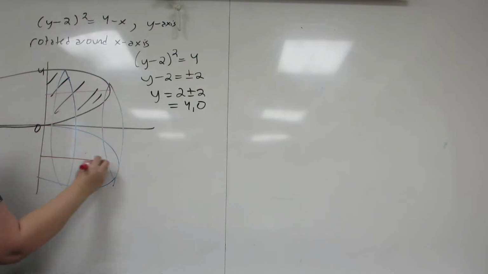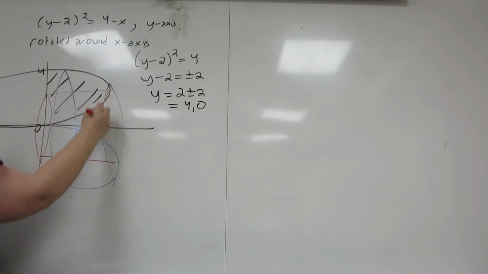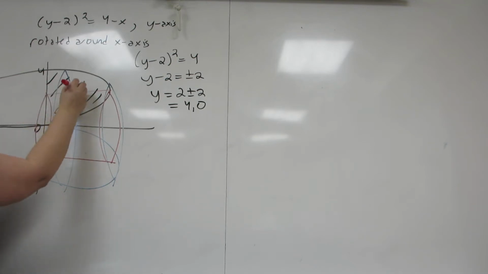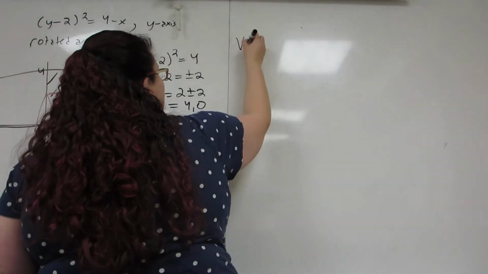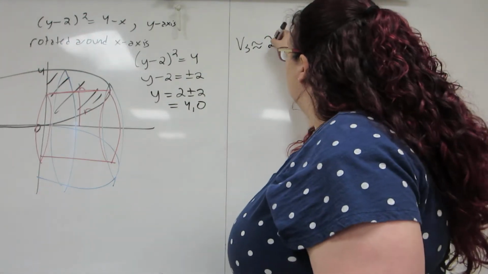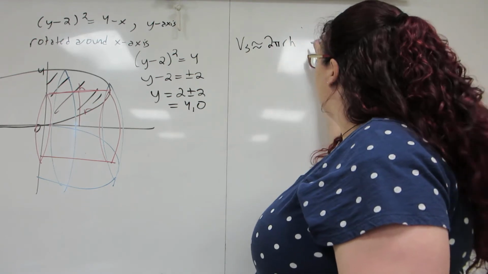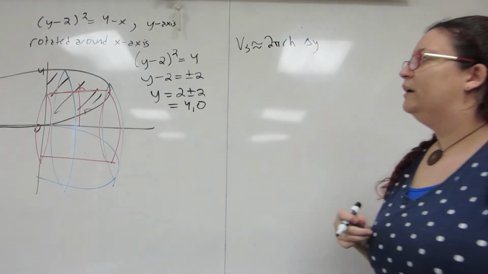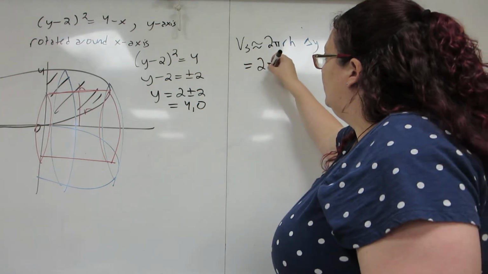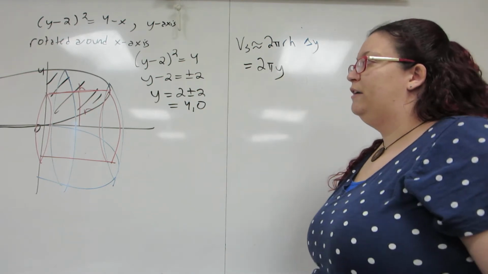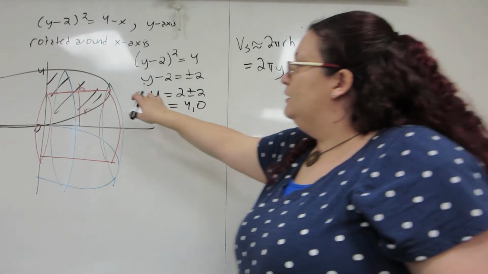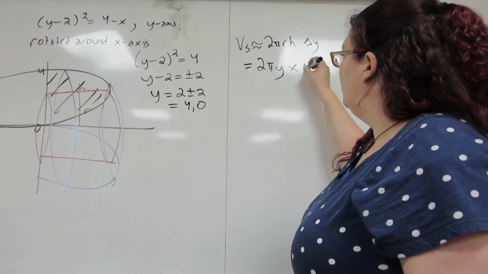Here is my shell slice, with a height right here and a radius right here. As is always the case, the volume of a slice with shells is 2 pi r h, and in this case, delta y. So the radius is simply the y coordinate. I'll just write y for now. The height is the x coordinate. I'm just going to write x for now.